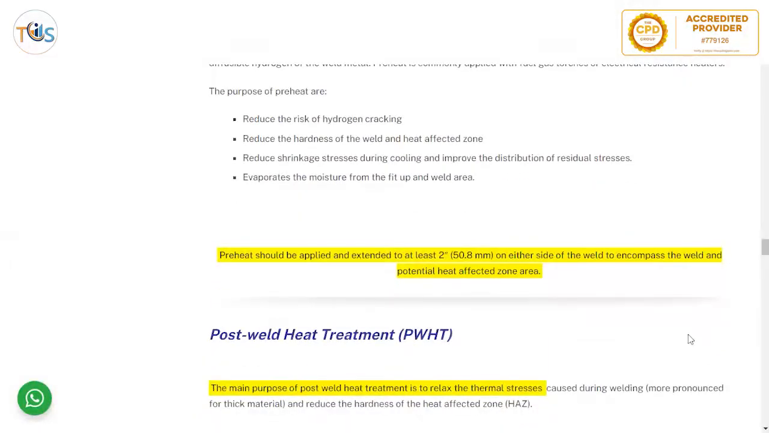Purposes of preheat are to reduce risk of hydrogen cracking, reduce the hardness of the weld and heat affected zone, reduce shrinkage stress during cooling, improve the distribution of residual stress, and evaporate the moisture from the fit up and weld area. Preheat should be applied and extended to at least 2 inches on either side of the weld to encompass the weld and potential heat affected zone area.